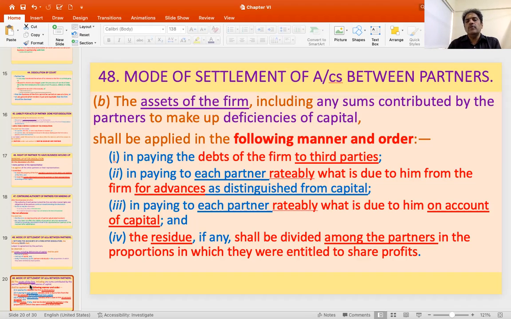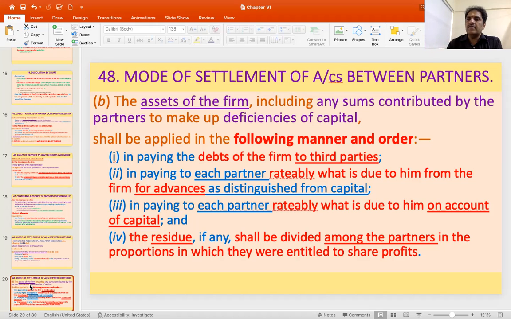Then second, in paying to each partner ratably what is due to him from the firm for advances as distinguished from capital. Wherever they are doing their business, someone brings in money and has given a loan to the firm, and that loan has to be repaid. If only one person has given a loan, then that loan will be paid. If more than one partner has given loans at periodic times, then in proportion to the loans they have given, payments will be made, if the money coming out of the assets is not sufficient to meet all their obligations, from whatever is remaining after paying the debts to third parties, to the partners who have given loans or advances to the firm.